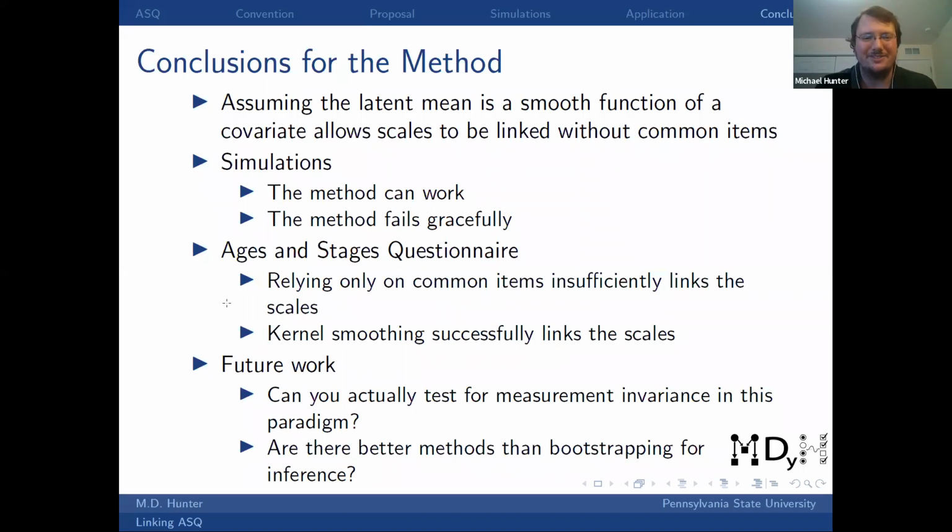But even if the primary application is in development, I think there are enough factors impacted by development that you could use age as that proxy in a lot of settings. The simulation seems to work at recovering those parameters. I didn't talk about it, but the method seems to fail gracefully. So when there is no reason to link scales together, it doesn't give you a result that implies they are linked.